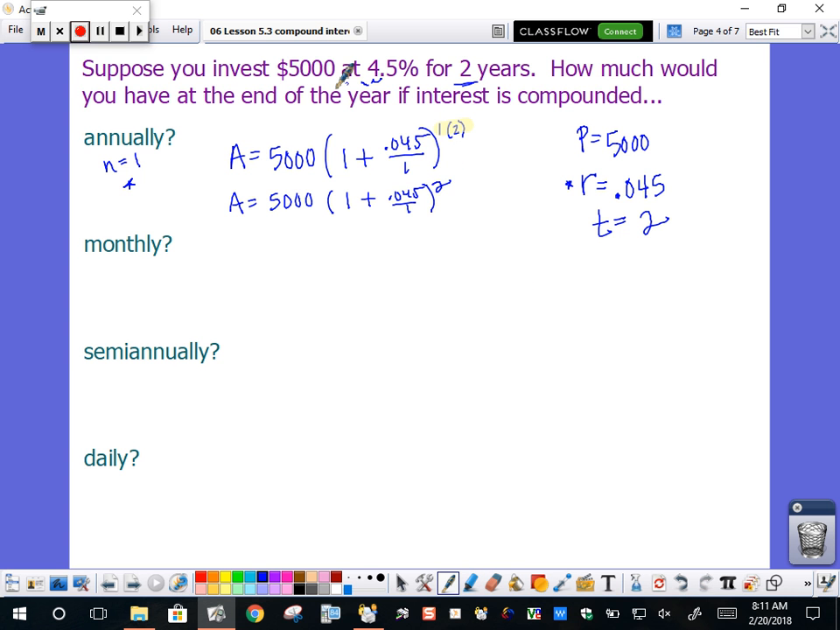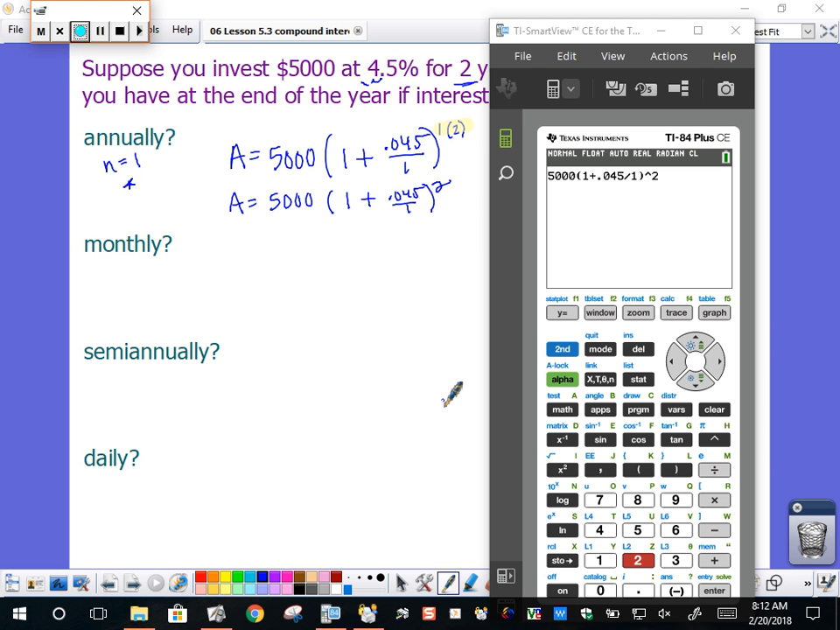Now here's what it's going to look like when you go to put this in your calculator. You have 5,000, just type it in exactly like it looks on your screen. So parentheses 1 plus 0.045 divided by 1, parentheses, and then to the power of 2. This is why you want to do the exponent first.